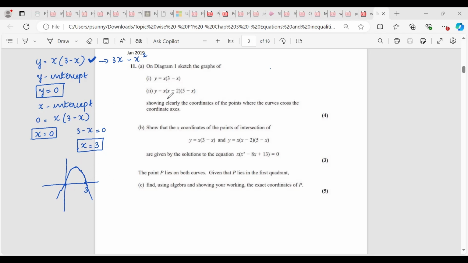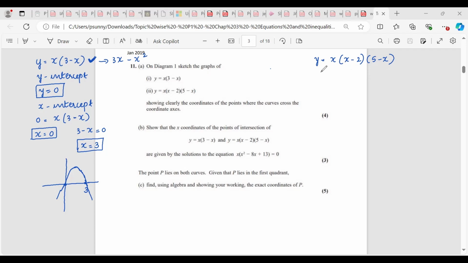Now, to find the sketch for y equals x into x minus 2 into 5 minus x, we do the same thing. So here, y equals x into x minus 2 into 5 minus x. This is a cubic equation, because we will be getting a coefficient of x cubed. Let's continue with the same method here.